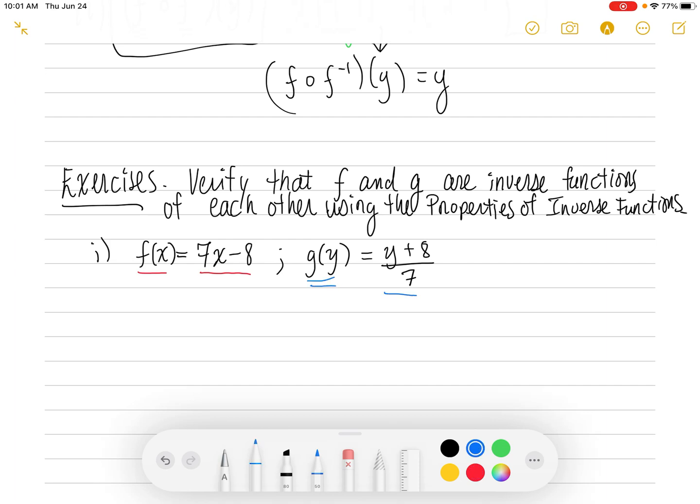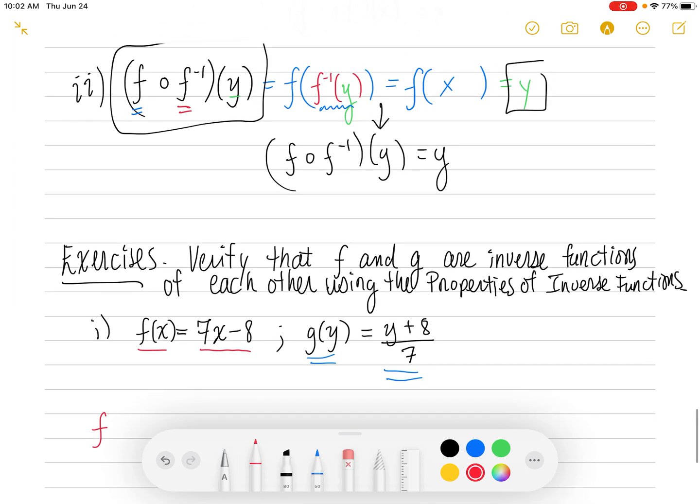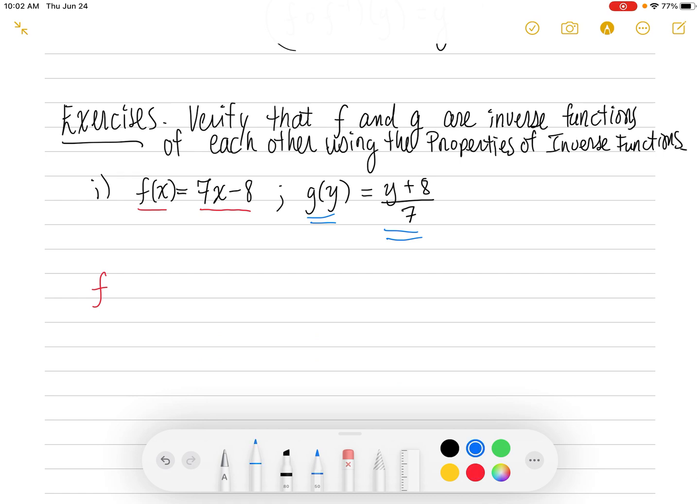So I want to verify that these two functions are inverses of one another. I'm going to call this first one f of x. It's going to be my red function, and g of y is going to be my blue function. And what I'm going to do is compose these in two different ways to see if we get x in one way and y in the other way. So let's start by composing f of g of y.